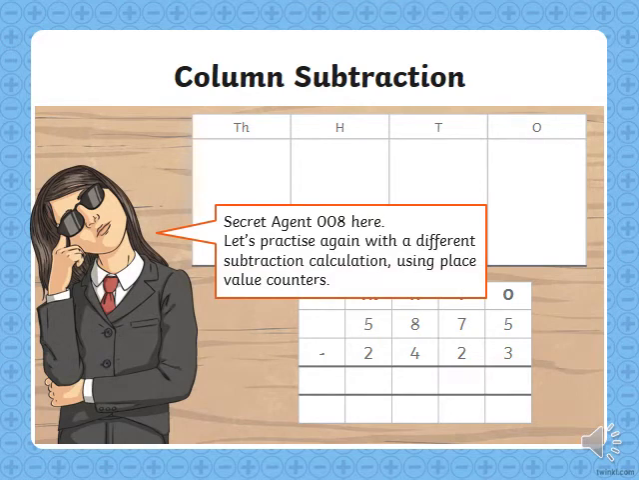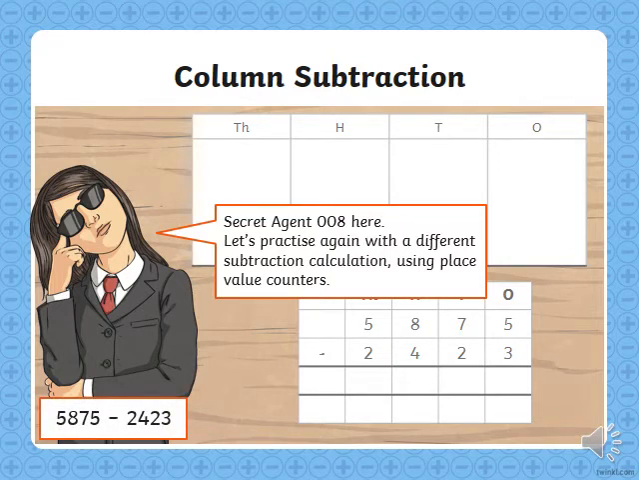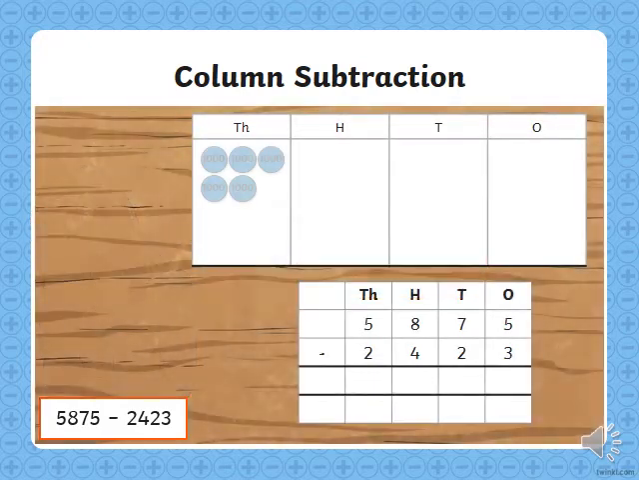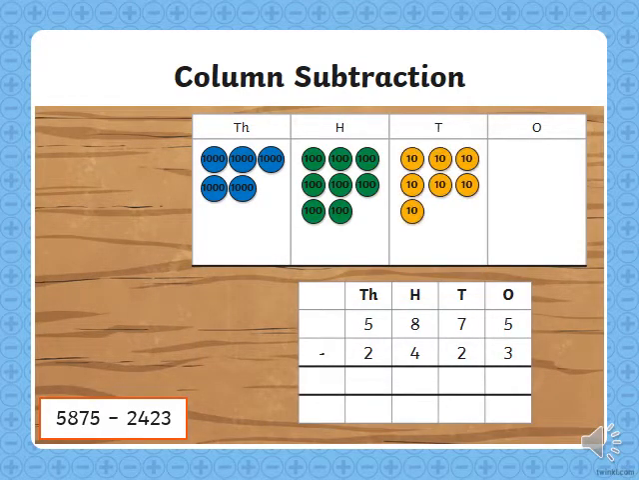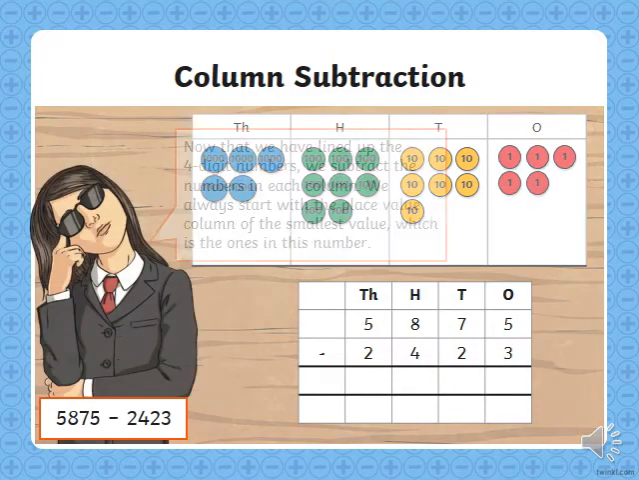Okay, this is Secret Agent 008. She's going to practice again with a different subtraction calculation using place value counters. Okay, 5,875 take away 2,423. We've got our 5,000s, 800s, 7 10s, 5 1s. We're going to be taking away the bottom number.